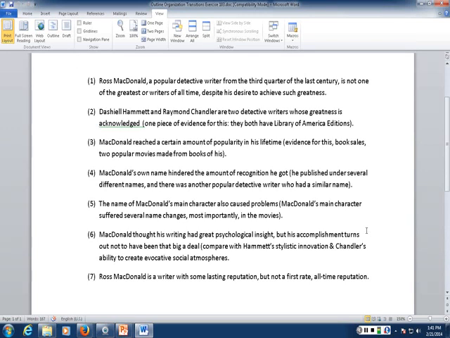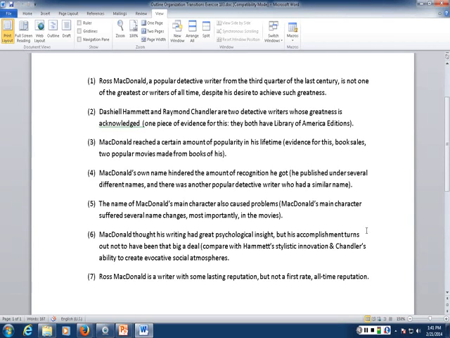Number 5, the name of Macdonald's main character also caused problems. Macdonald's main character suffered several name changes, most importantly in the movies. The name of the character in the movie was different from the name of the character in the book.